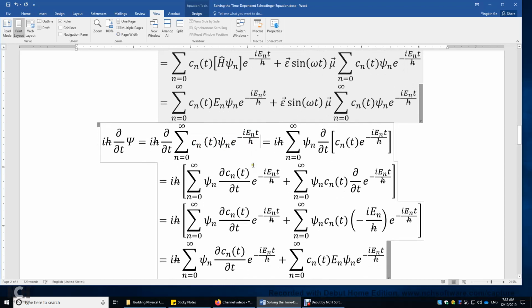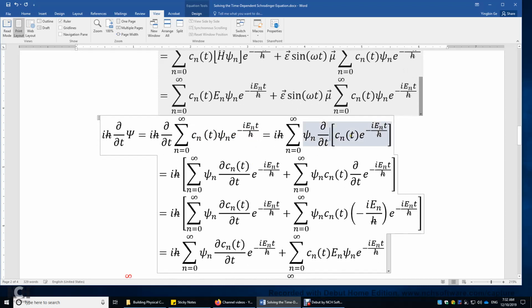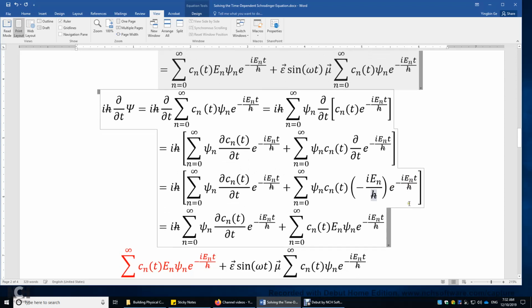So we'll have to use the product rule. And again, we use the product rule, we get two terms here. The first term contains the first derivative of C sub n. The second part contains the first derivative of this exponential function of time. So pay attention here. Over here, it's just an exponential function, so we copy the exponent here, which is negative i e sub n over h bar, and then multiply by this exponential function.